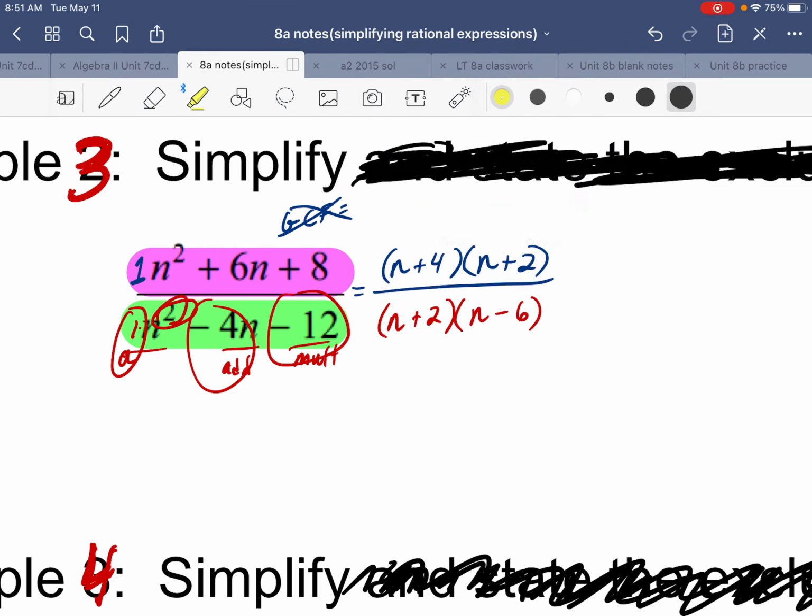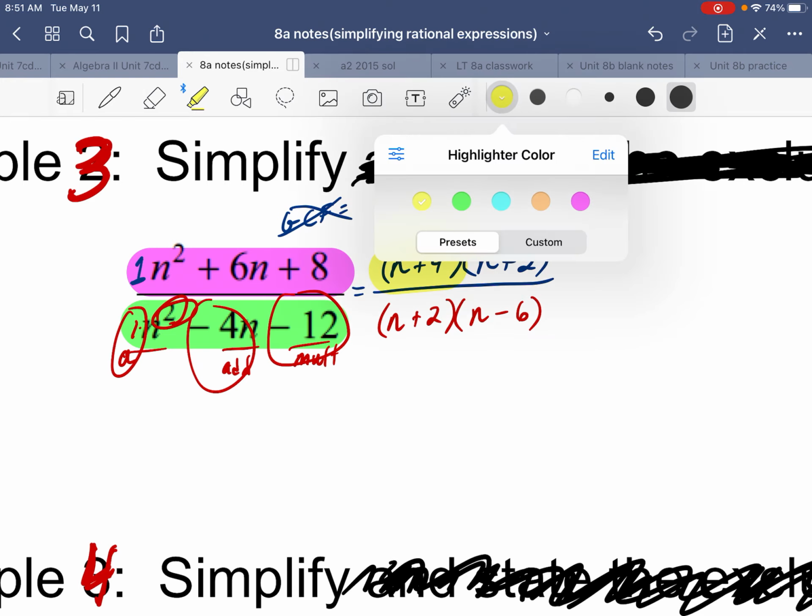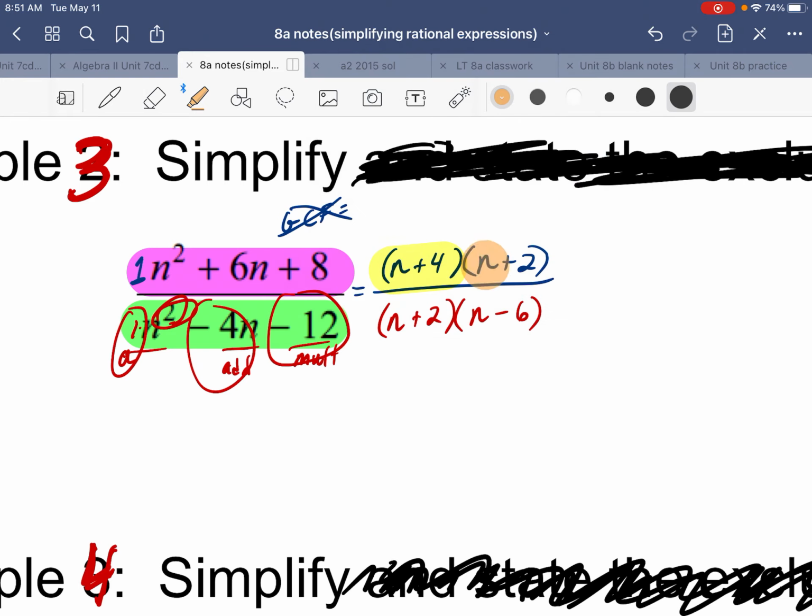So I'm looking at n plus 4 in the numerator. Is there an n plus 4 in the denominator? It has to be exactly n plus 4. Binomials have to be exact. There is not. Then I'm going to look at n plus 2 in the numerator. There is an n plus 2 in the denominator.